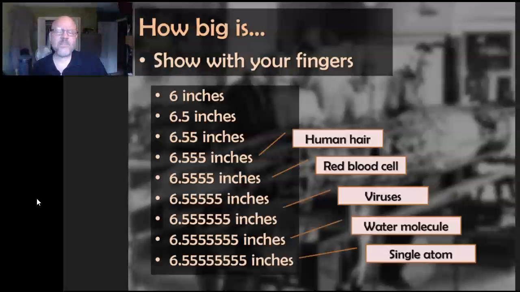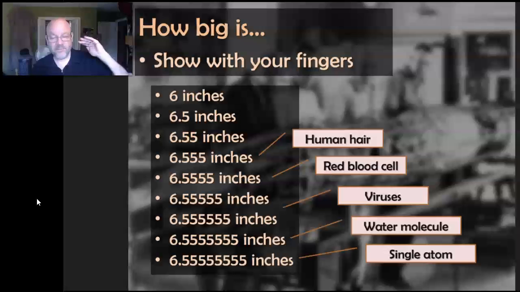So if we specify something to 6 inches, we could put our hands up and say, oh, 6 inches is about like this right here. Then we might say, well, show me 6.5 inches. And we could, well, maybe we could do something like this. But now show me 6.55 inches. So can you move your fingers 0.05 of an inch more? Probably not.